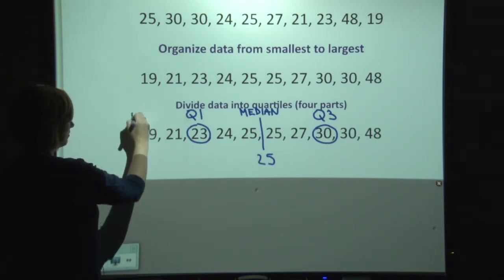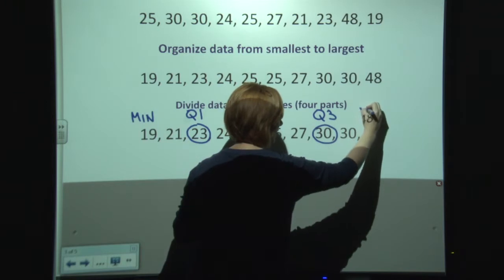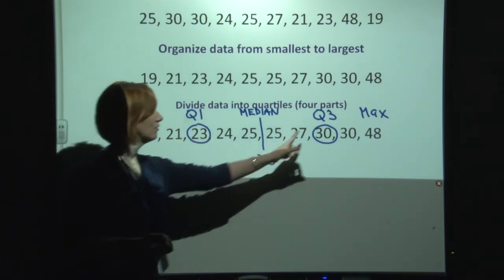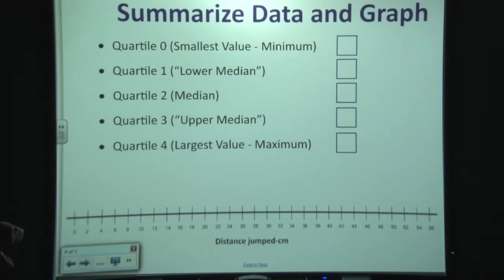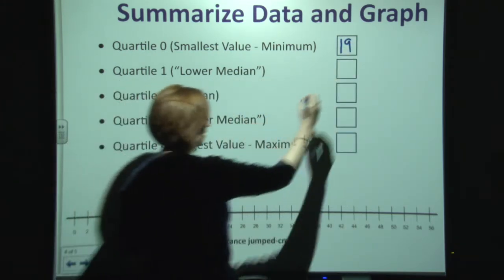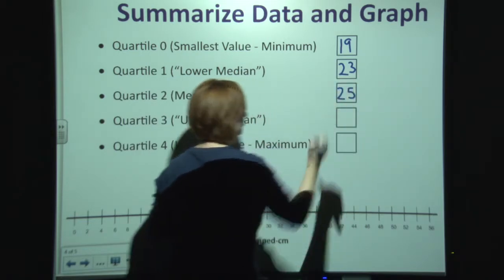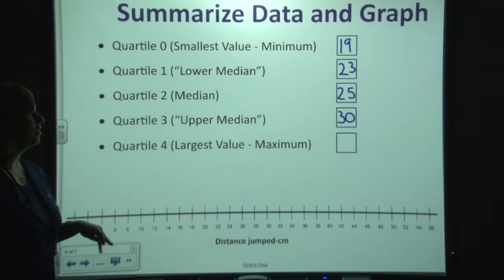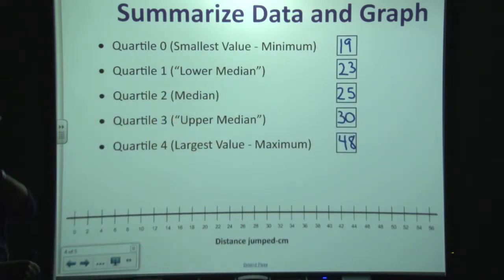My lowest value here of 19, I'm going to call the minimum value, sometimes also seen as quartile 0. And then the maximum value here of 48, I'm also going to highlight, and that's sometimes known as quartile 4. So these 5 values right here are what I'm going to be using to construct my box and whisker plot. All right, so to review, our smallest value, the minimum, which is quartile 0, was the value 19. Quartile 1, which is the lower median, was the value 23. Quartile 2, which is the median, was the value 25. My upper median, or quartile 3, was the value 30. And quartile 4, or the largest value, or the maximum, was 48. Okay. This 5-number summary is what we're going to graphically show on the number line below.